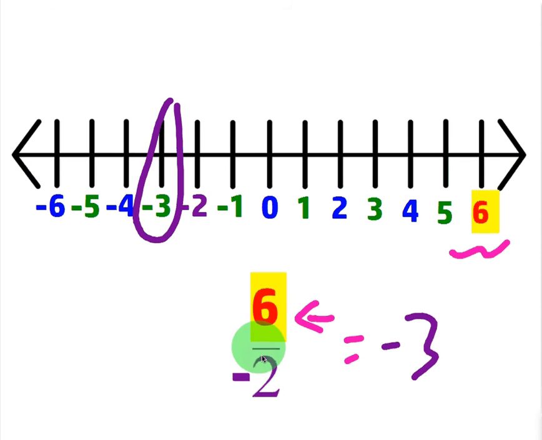Same for 6 over negative 2, right? The answer's got to be negative because a negative times a negative is a positive. So negative 3 times negative 2 is positive 6. And that's the simple answer as to why positive over negative is a negative. So taking away the negative 3 twice would actually be adding 3 twice, which would give you 6.